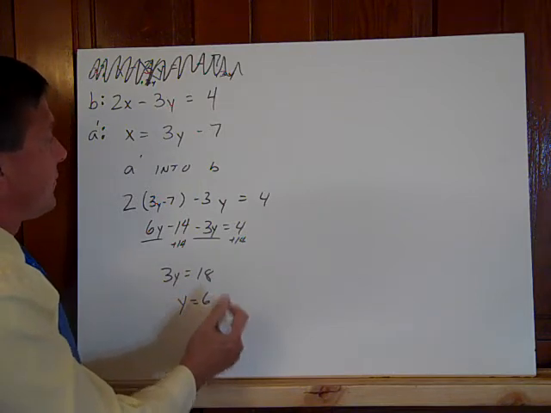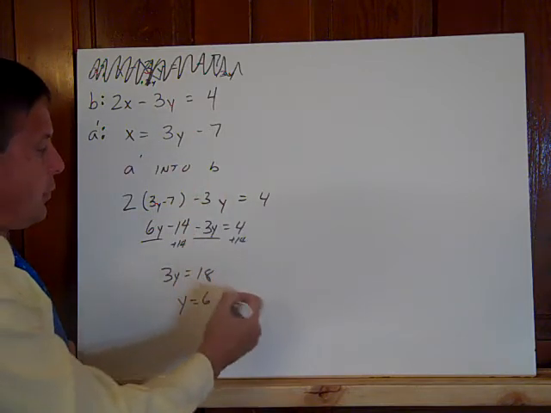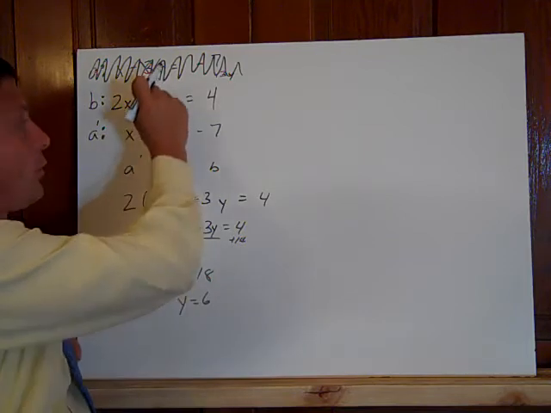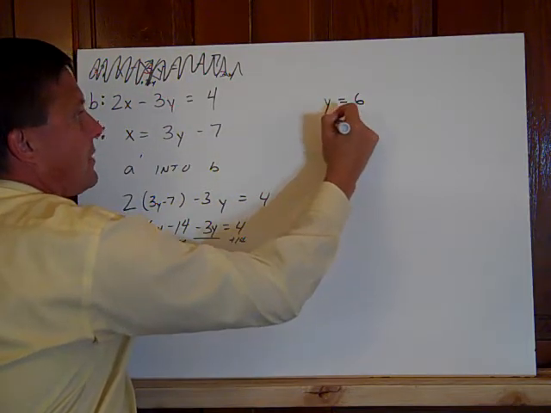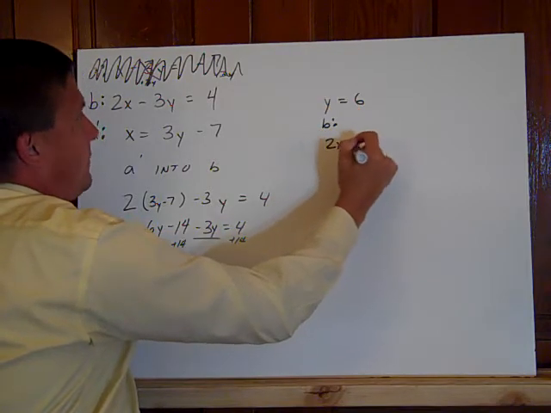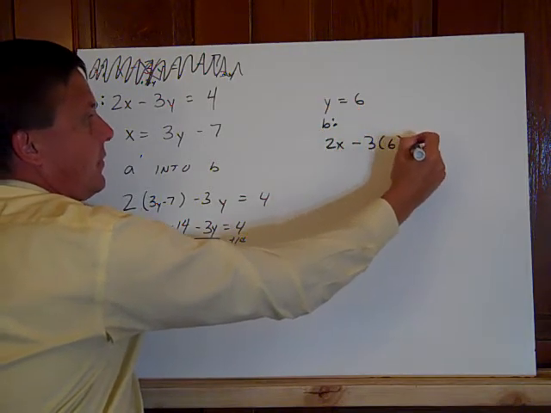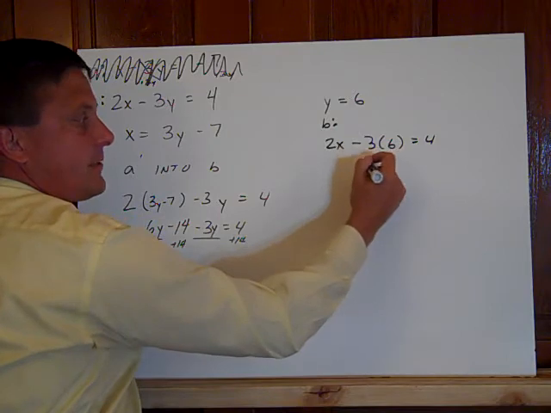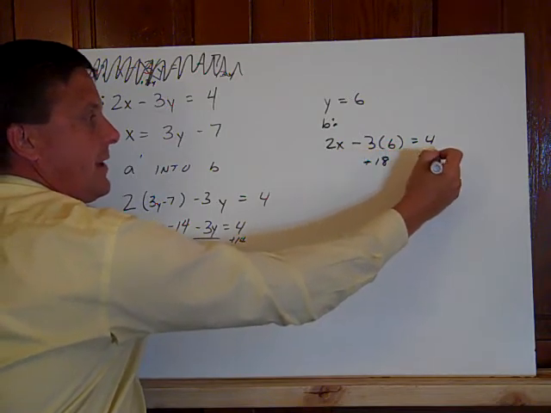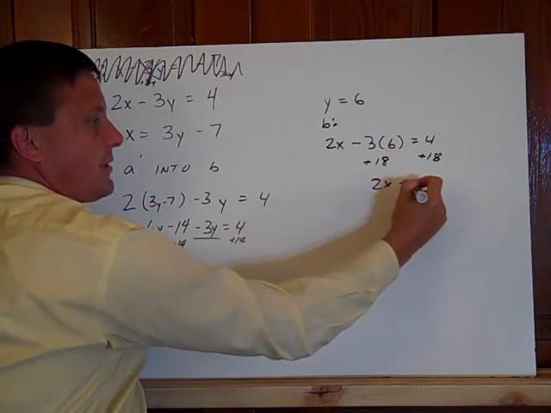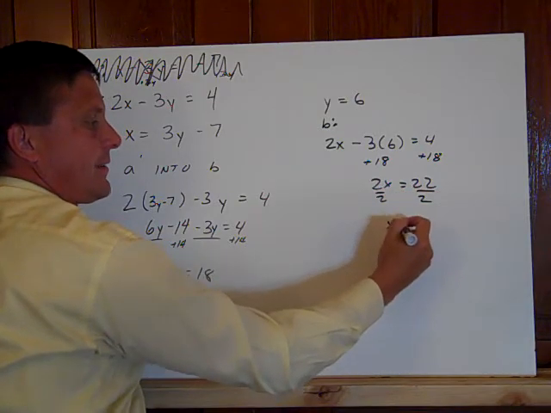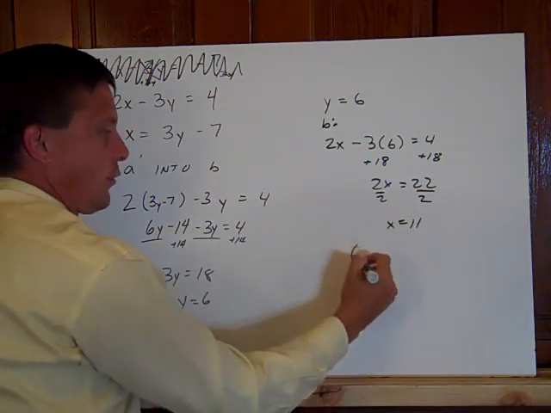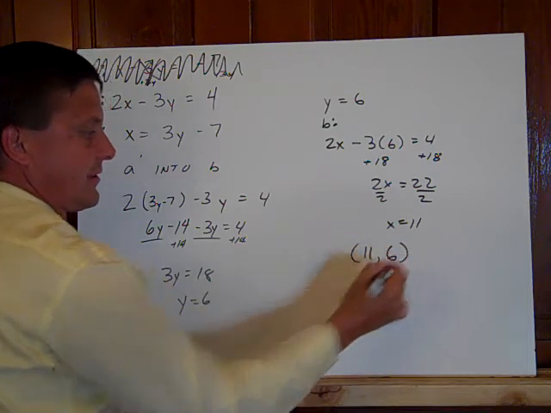So now I'm going to plug this in, and just for fun, instead of plugging into A prime, I'm going to plug it into B. So I have y equals 6. Equation B: 2x minus 3 times 6 equals 4. That's 18, so I'm going to add 18 to both sides. I'm going to get 2x equals 22. Well, again, divide both sides by 2 this time. We get x is 11. So my ordered pair is 11 comma 6.